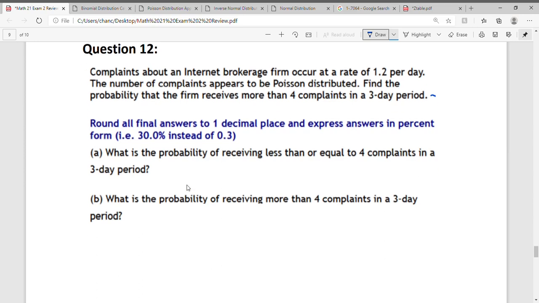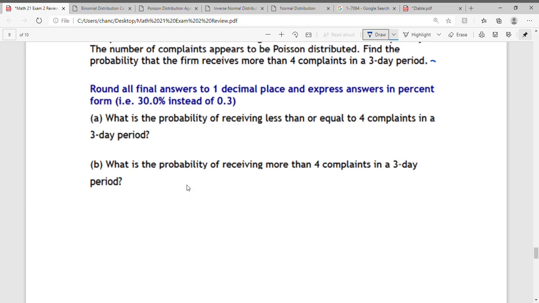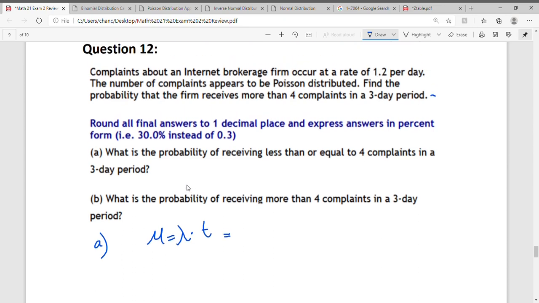Now, if we were doing this by hand, we would need to find the mean. The mean is equal to lambda times t, and lambda is the average per day. In this case, the average per day would be 1.2, and t is our interval, and that would be a 3-day period. 1.2 times 3 is equal to 3.6.